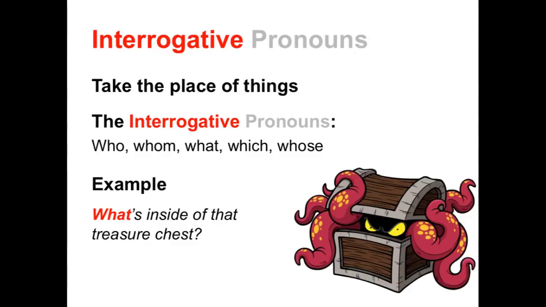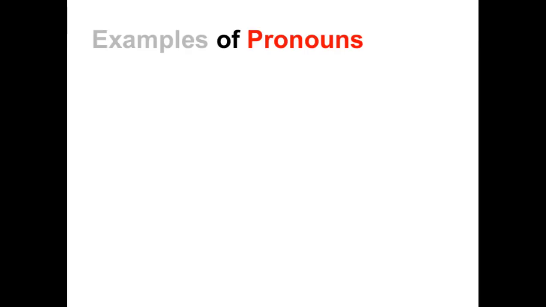The speaker here is asking a question about an unspecified thing. The word what is taking the place of whatever is inside of that treasure chest. We don't know clearly what it is, and it's also being used to ask a question. When these pronouns are being used to ask questions, they are considered interrogative pronouns. Let's go over some examples of pronouns being used in sentences.